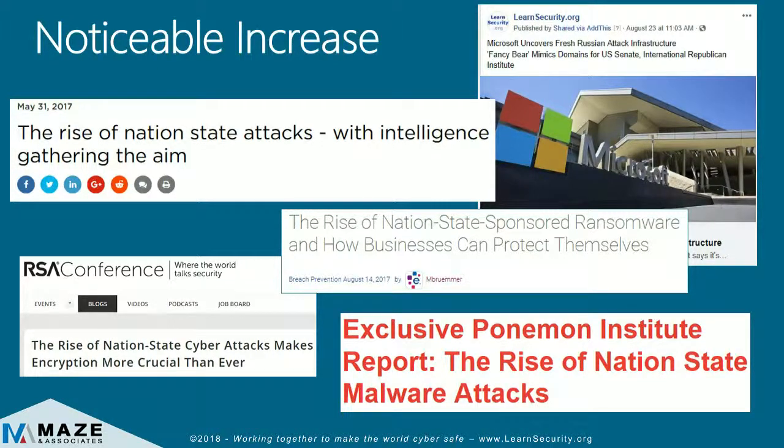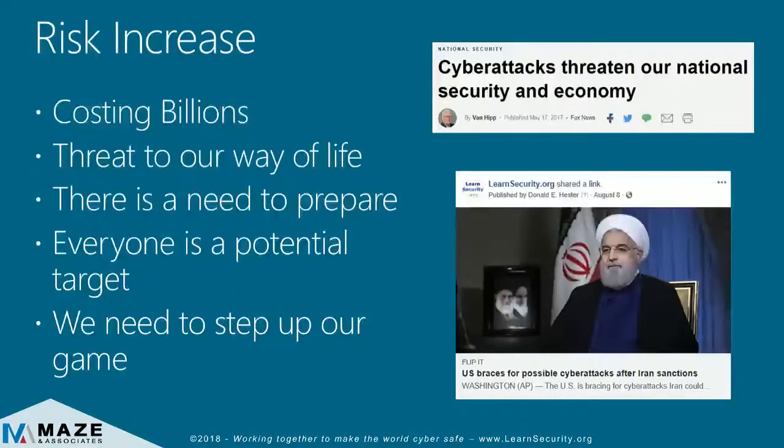I just wanted to add that the noticeable increase kind of goes hand in hand with the number of these devices that have been created to help us with our lives. But if we don't go through the necessary security precautions, so much, right?